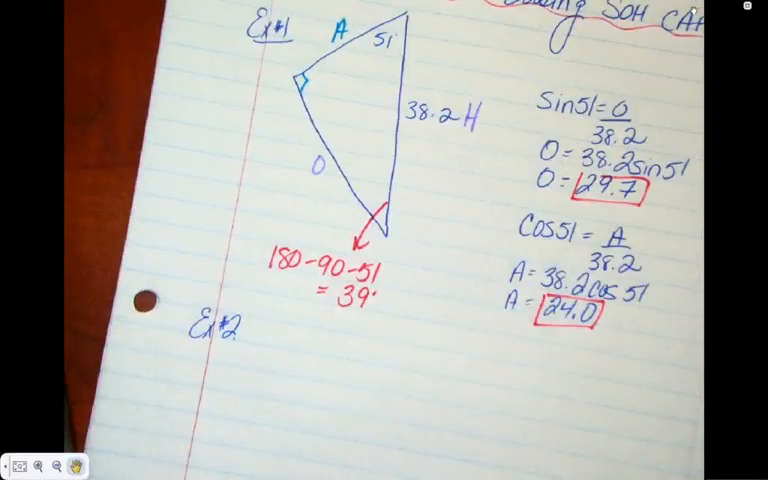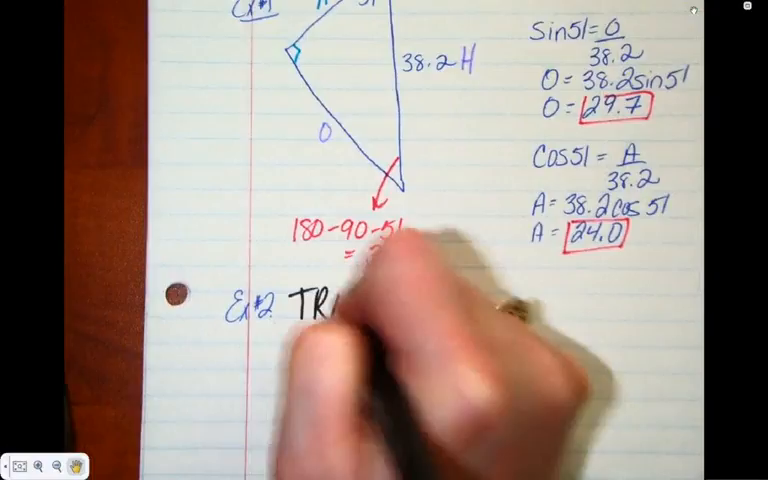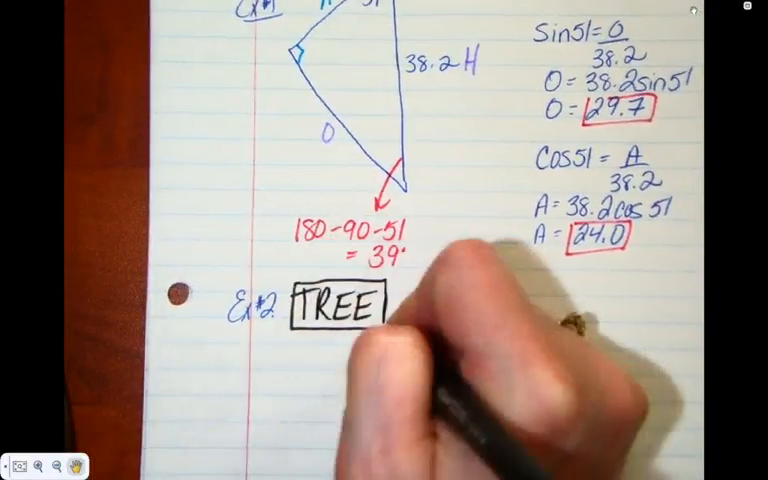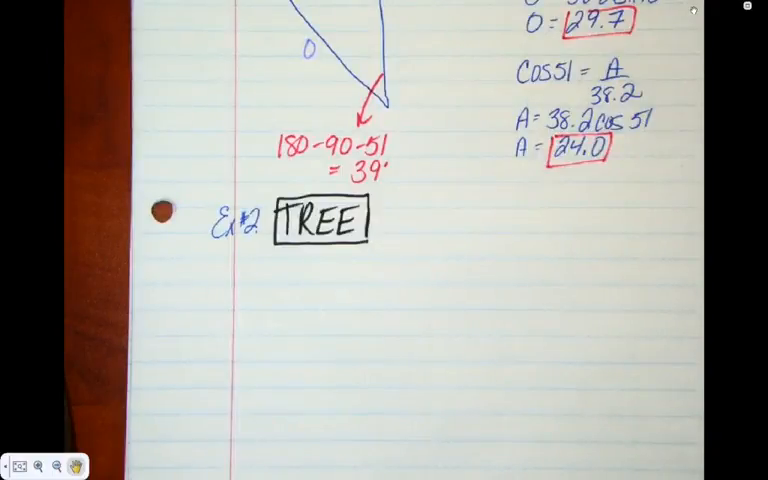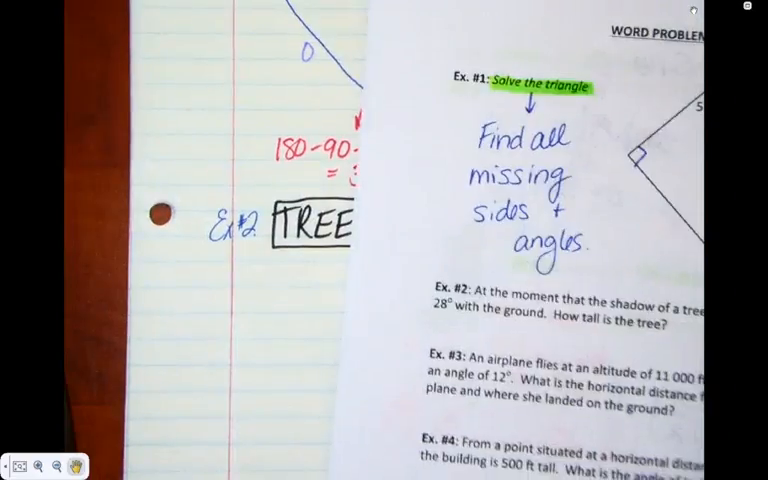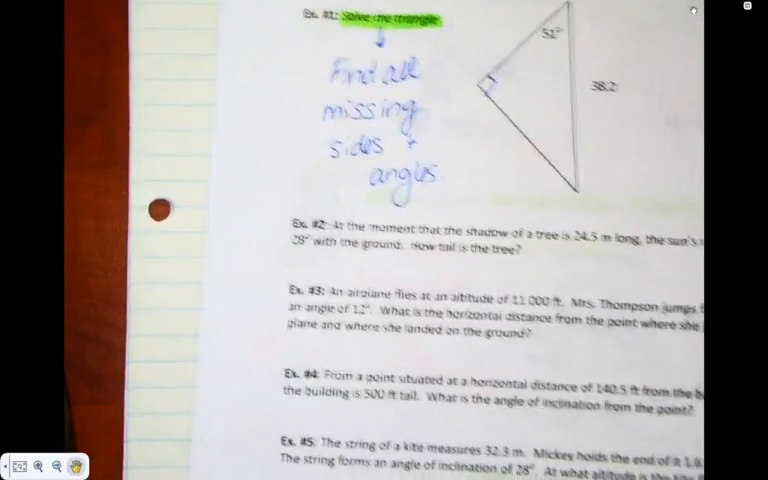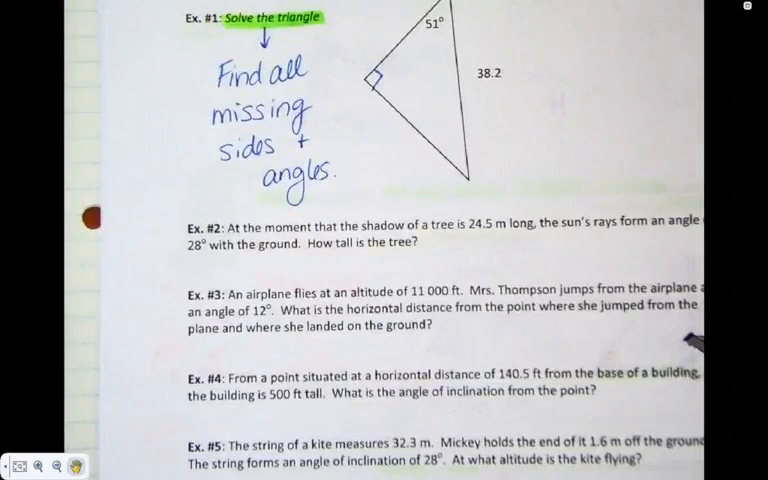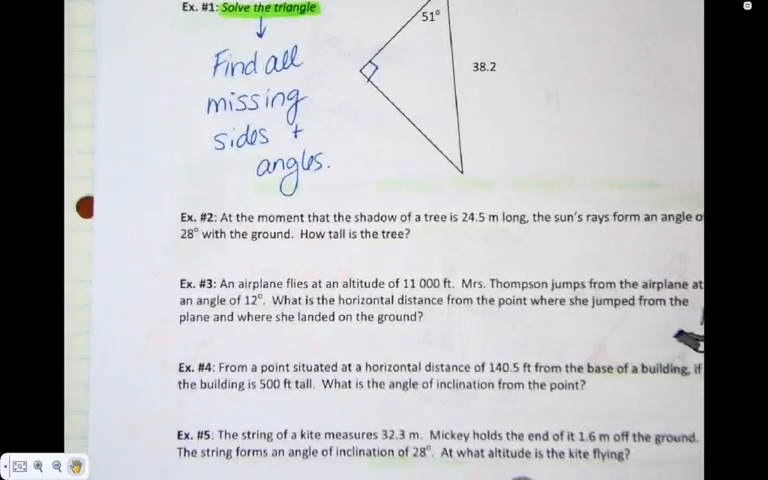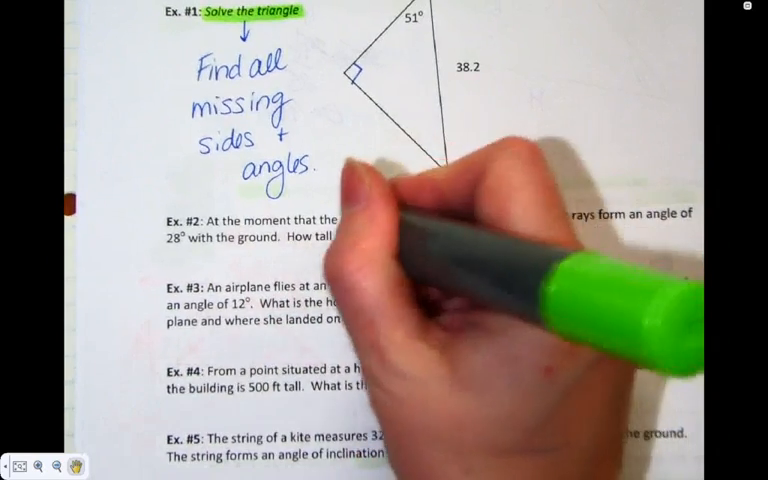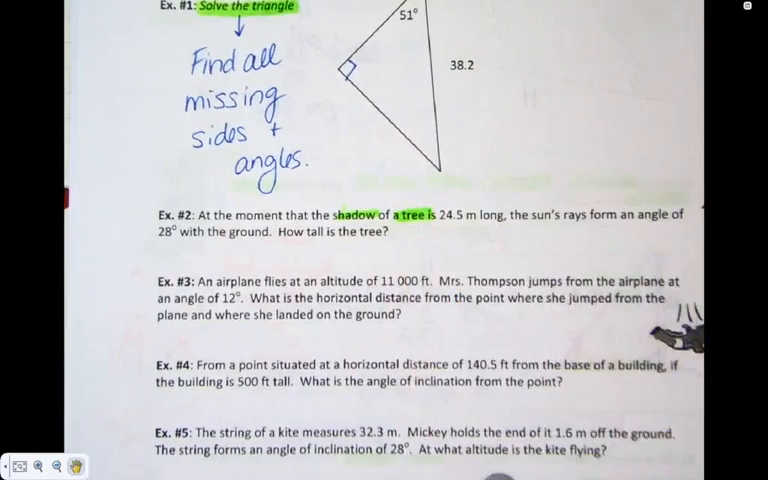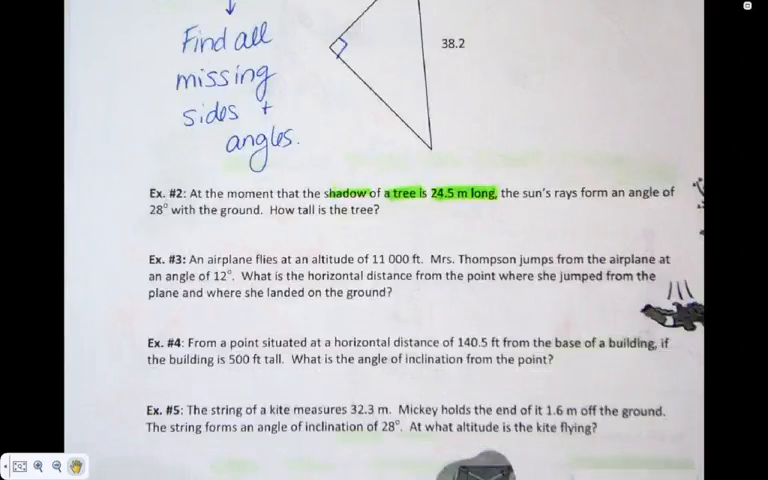Number 2, I'm going to write tree. Read to read. Your first time reading, you'll understand why I wrote the word tree. It's about a tree. So now when you have a question like a tree, you've got one to refer back. Let's pick out the most important stuff. The first part of the sentence: shadow of the tree, 24.5 long.